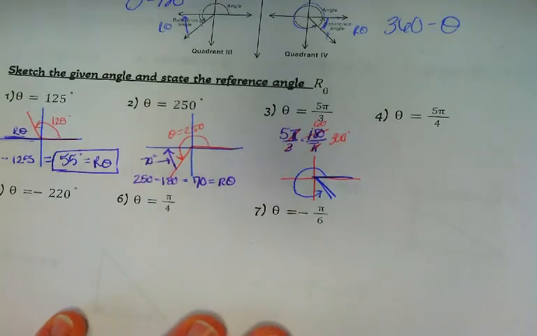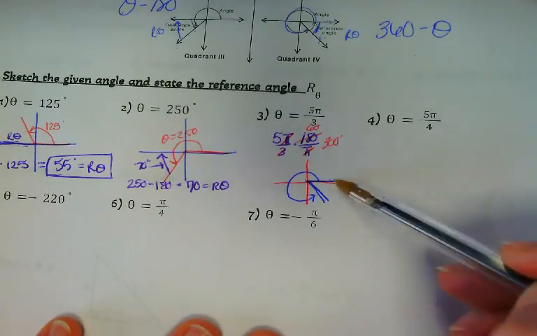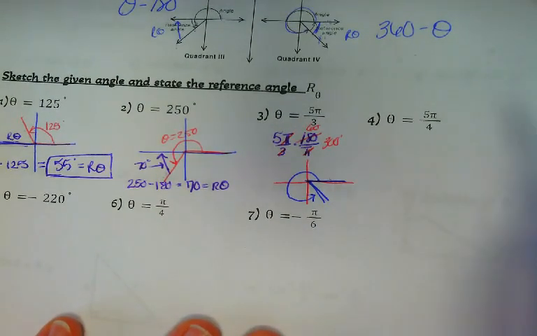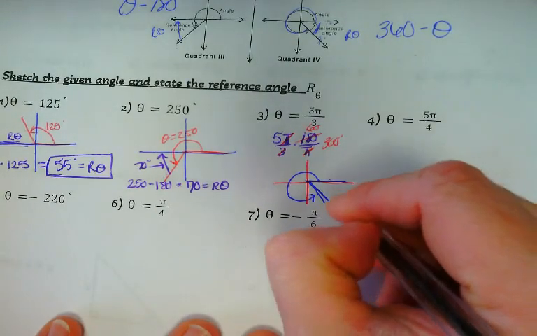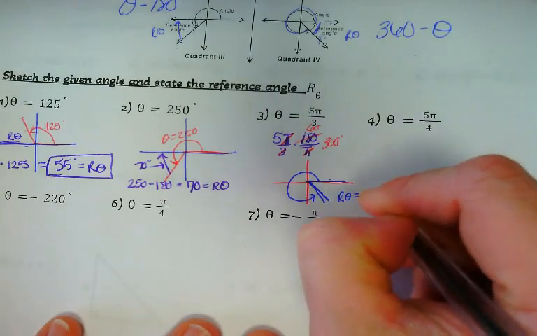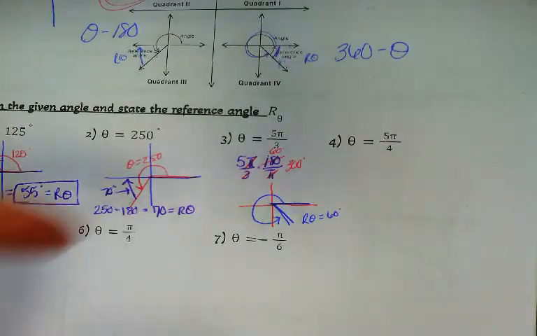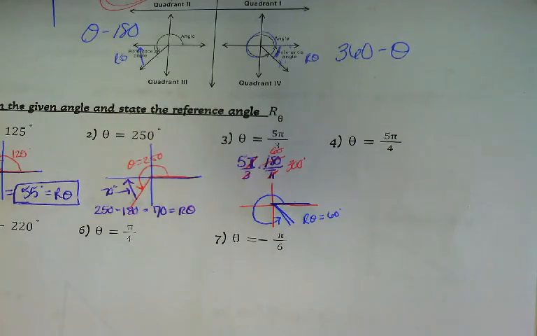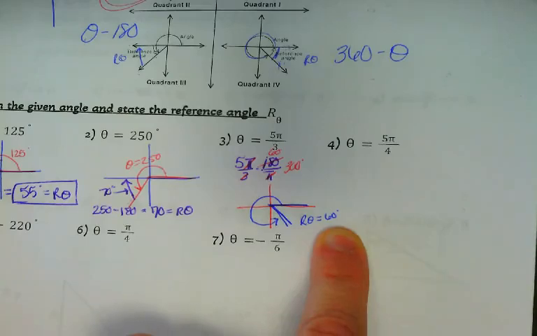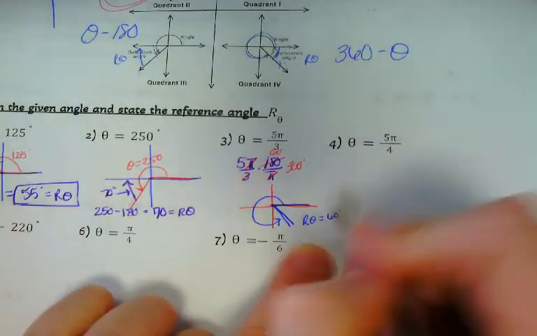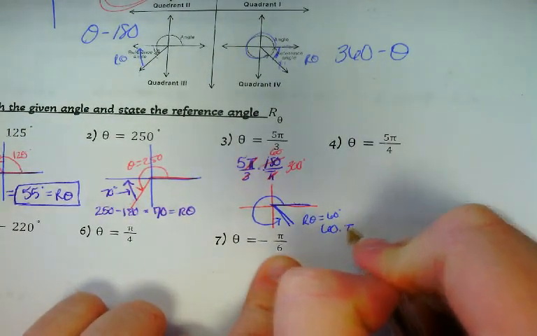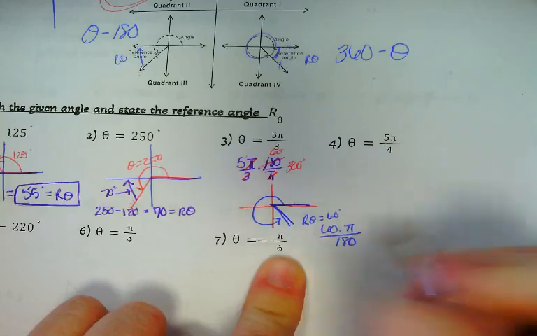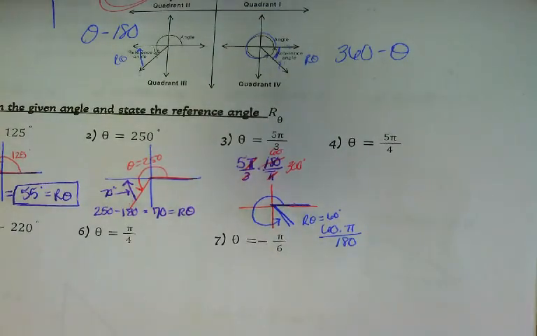If that big angle is 300, how far am I to the x-axis? 60 degrees. 60 away. Now here's the deal. If they give it to me in radians, my answer has to be a radian. I can't leave it in degrees. I now have to convert 60 to radians. That was on the quiz too. What am I going to multiply by? Pi over 180. What I want goes on top. That's all we practiced yesterday.